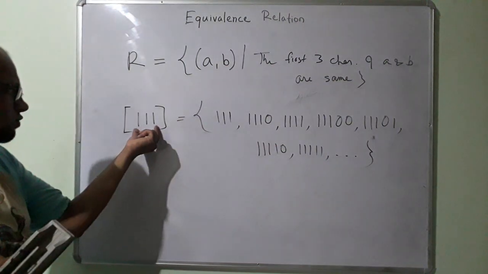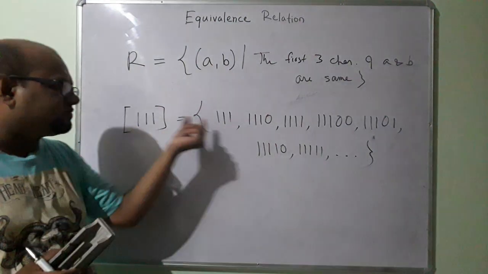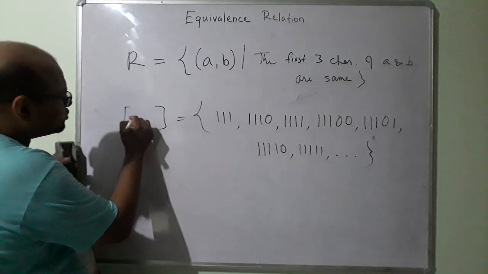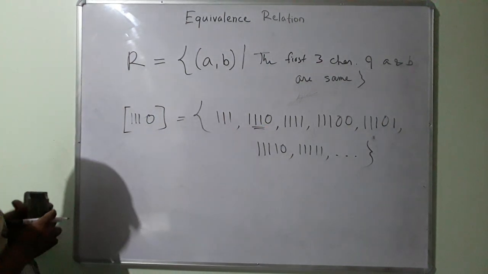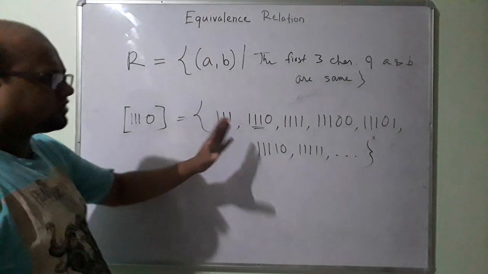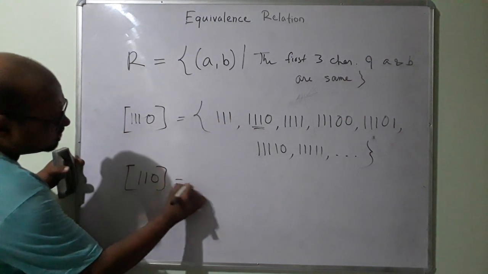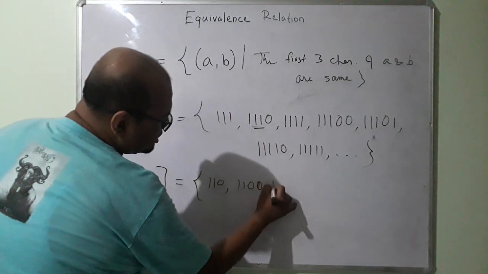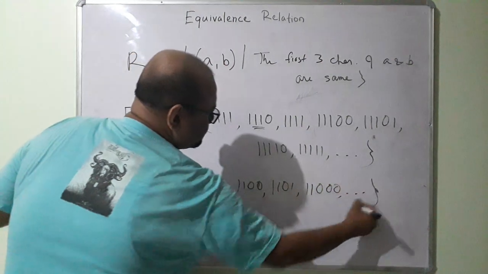So instead of writing the whole set, 1, 1, 1 is the representative. I have chosen this element as the representative of this set. It is not necessary that I have to choose 1, 1, 1 only. I could have chosen 1, 1, 1, 0 as well. Not a problem. I had chosen this. Alright. So this is an equivalence class. Now we can find another equivalence class, say with 1, 1, 0. So this will contain 1, 1, 0, 1, 1, 0, 1, 0, 0, say 1, 1, 0, 1, 1, 1, 0, 0, 0, and so on.